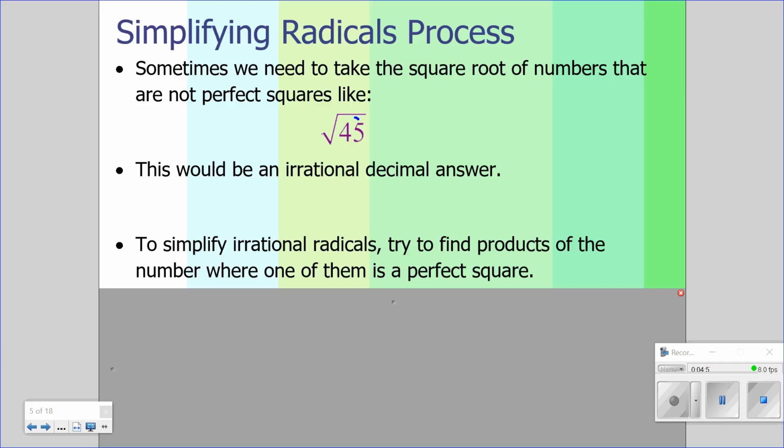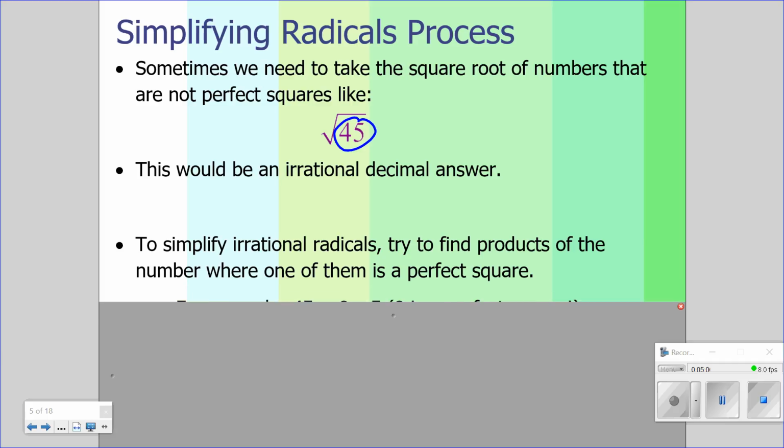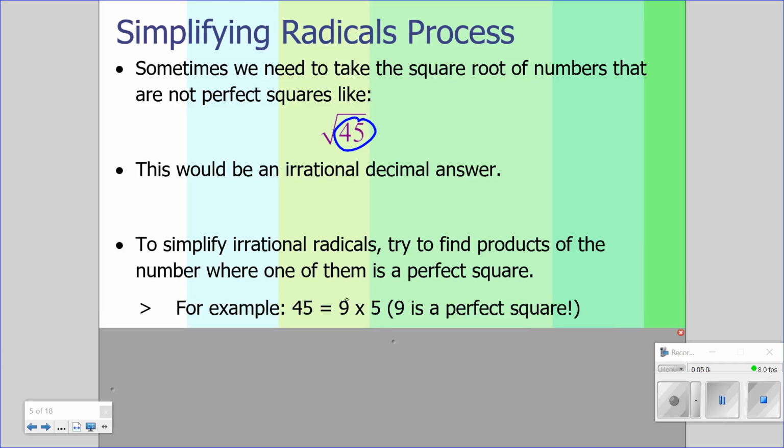So while 45 itself is not a perfect square, if I think about factors of 45, I could find a factor of 45 that is. For example, I could break 45 into 9 times 5. 9 I would like to use because 9 is a perfect square that I can take the square root of. Now when you do this, you're going to want to choose the highest square root that's a factor of the number. So in this case it's 9 and there's no other higher square root.